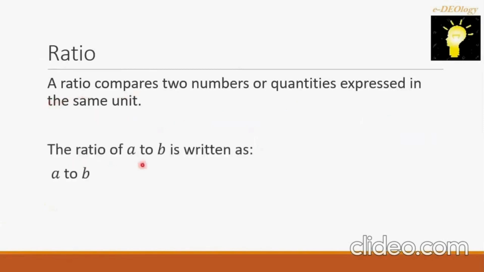The ratio of A to B is written in three ways. The first one is A to B. The second is a fraction, A over B. And the third one has a colon in between: A colon B, which is read as A is to B.